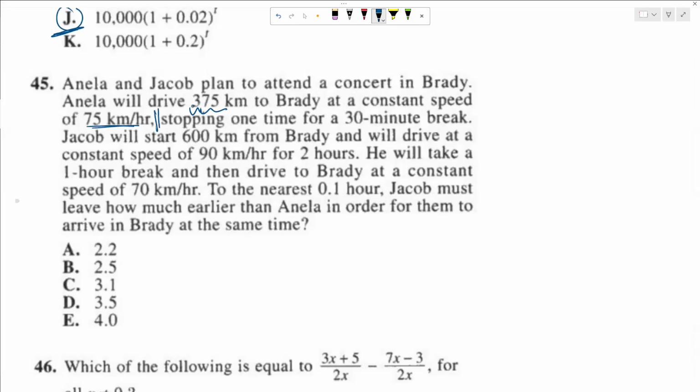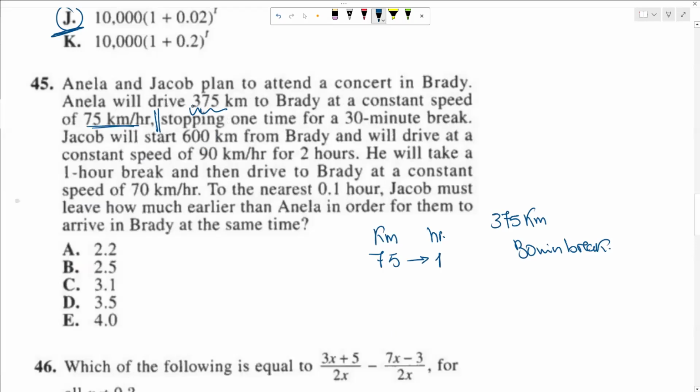I'll stop here. I told you, whenever you're told any rate, and this is considered the rate of speed, you put it in the form of kilometers and hours. Under the kilometers you write 75, and under the hours you write 1, because it's done in 1 hour. Then stopping one time for a 30-minute break. So apparently she drove 375 kilometers in total, and she stopped for a 30-minute break in the middle.